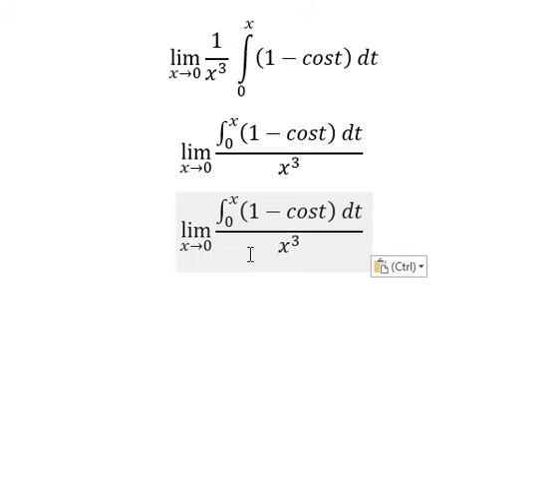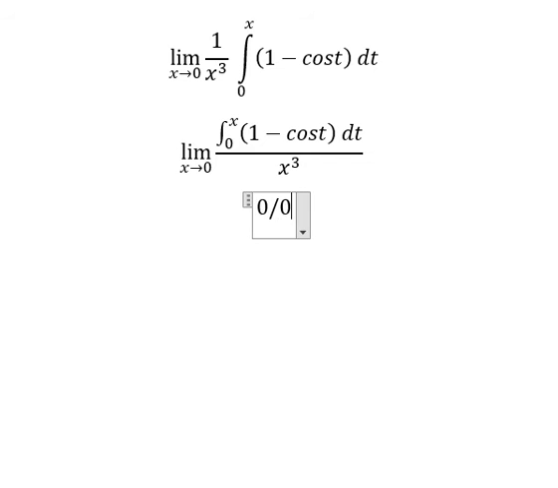When s approaches 0, we put 0 here and here. The integration from 0 to 0, you get 0. This one you get 0. So we have 0 over 0, so we can use L'Hospital.